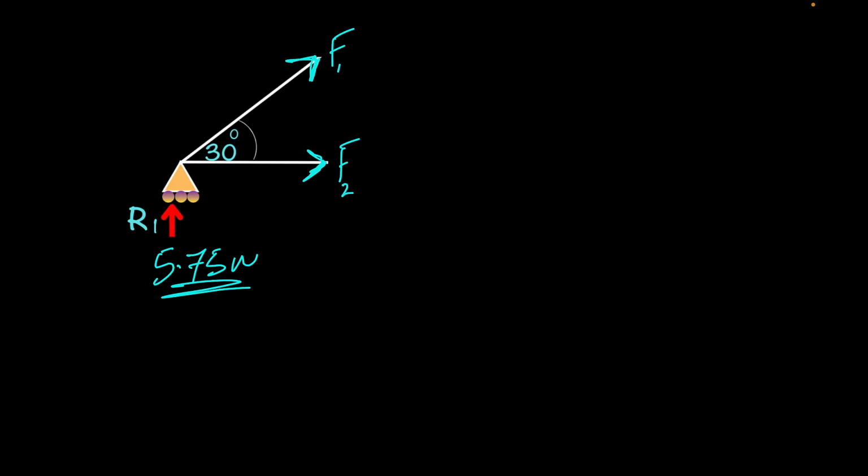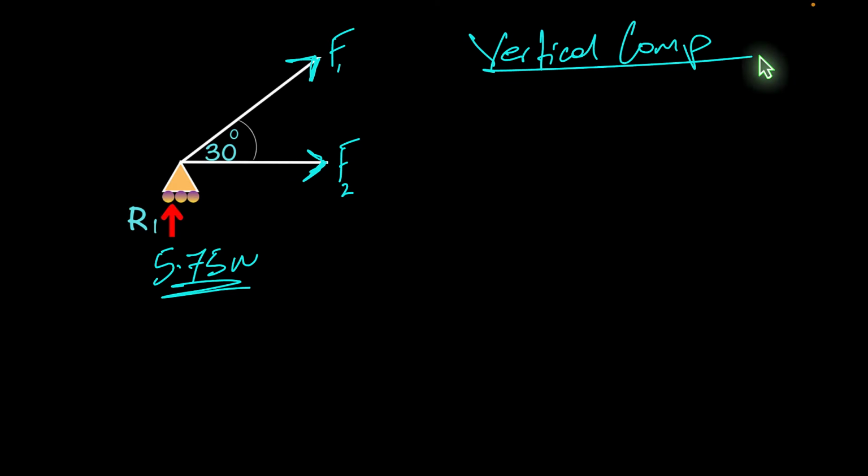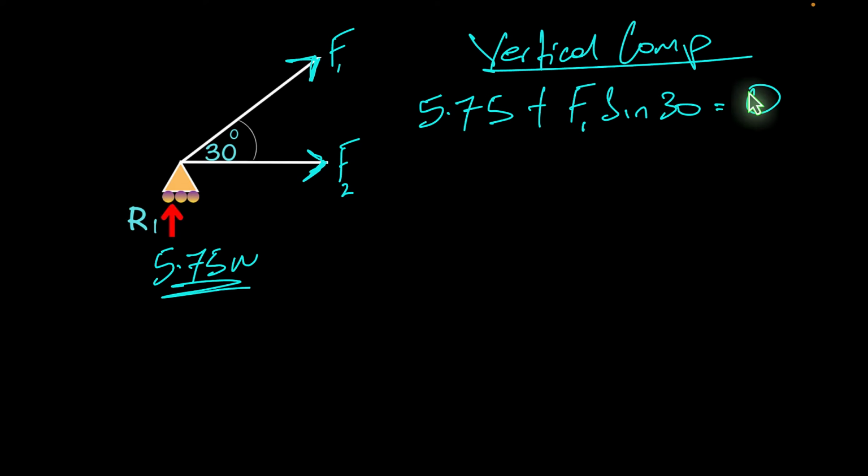So with that, let's calculate using again our force component method. Let's calculate the vertical and horizontal force components. So for vertical components, we're going to have 5.75 newtons going upward, plus we're going to have our F1 going upward, and the force component for our vertical direction is force sin angle. So it's going to be F1 sin 30 degrees. That equals 0.